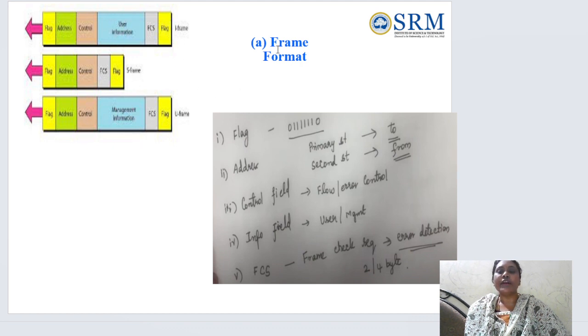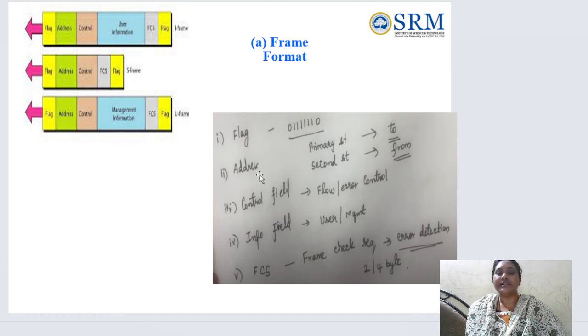Okay, so now we are going to see each and every field of the frame. The first one is flag. Flag represents 8 bits of information. The first and last bits are allocated 0, and all the remaining bits are 1.